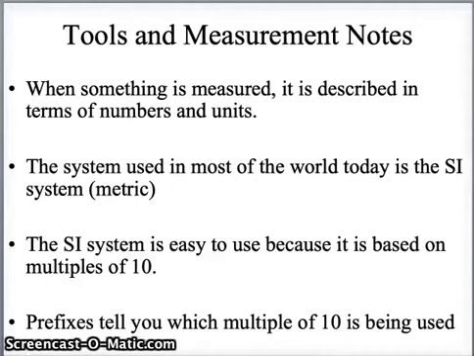I wanted to put together a quick video reviewing the tools and measurements that we will be using this year in science. Most of this should be review, so you should pick up on it pretty quickly. So let's get started. When something is measured, we need to make sure that we use a number and a unit. 10 is not a measurement. 10 centimeters is a measurement. So make sure you have that unit on there.